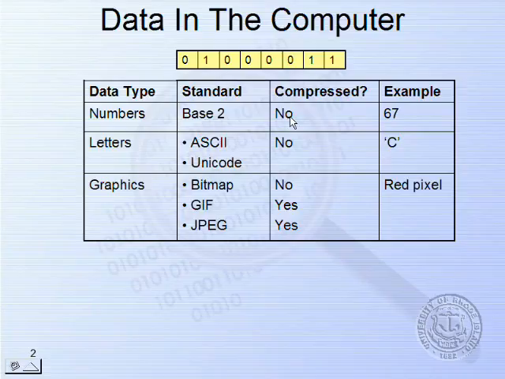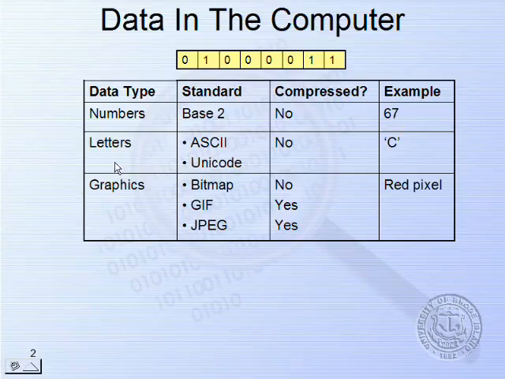Numbers in base 2 are not compressed, which means that there is no recording of patterns. Every bit that makes up the number is represented. Also in part 1, we were using this byte here and seeing what it represents with different types. For a number, we saw how that byte, using the base 2 standard, represents the number 67.